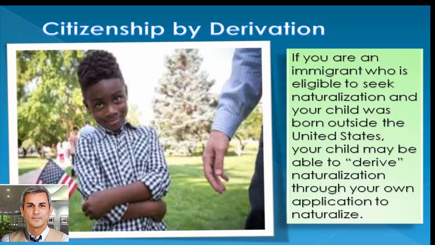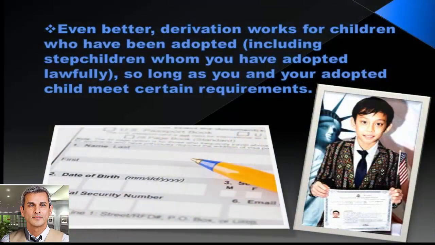Citizenship by derivation. If you are an immigrant who is eligible to seek naturalization and your child was born outside the United States, your child may be able to derive naturalization through your own application to naturalize. Even better, derivation works for children who have been adopted, including stepchildren whom you have adopted lawfully, so long as you and your adopted child meet certain requirements.